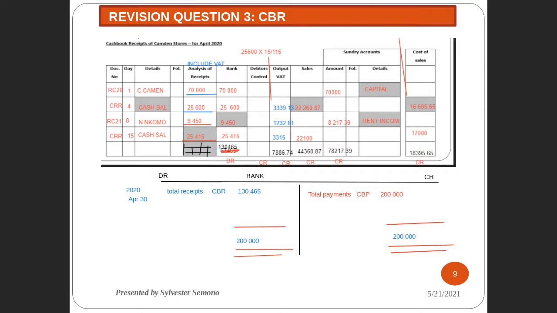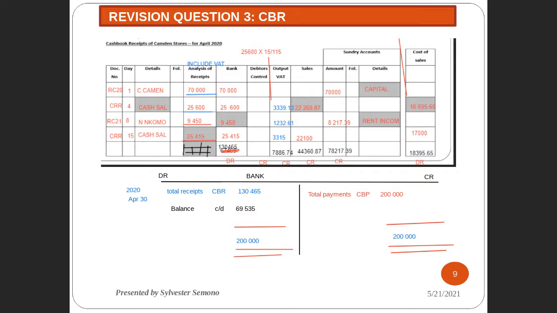What is the difference between 200,000 and 130? And I will call it. Please find it for me. The difference between 200,000 and 130. Thank you so much for that info. Balance. Carry it down. Remember, C/D. Thank you so much. 69535. Please ask me questions so far.